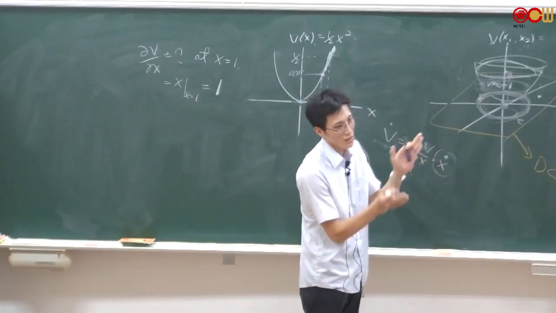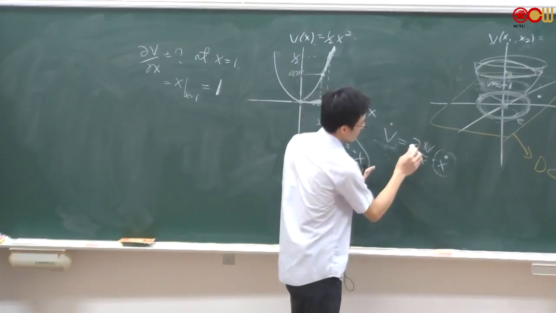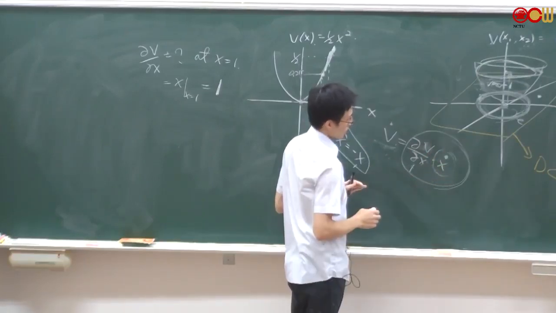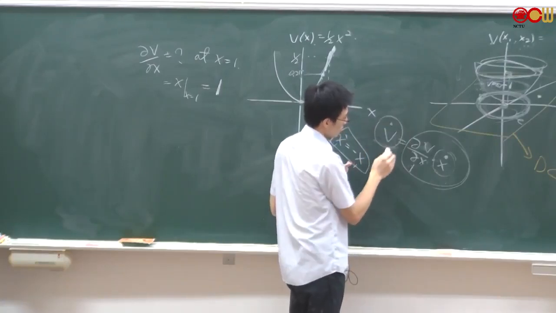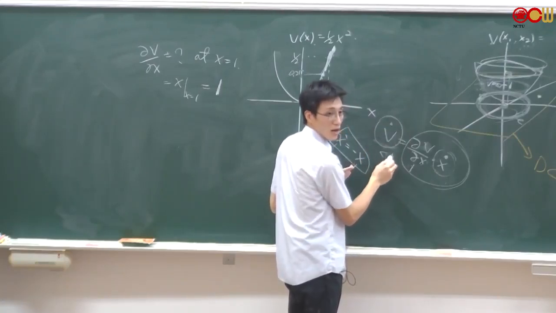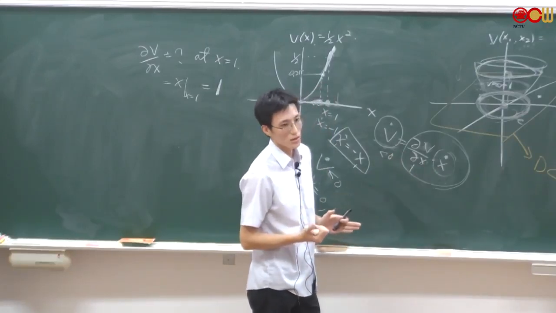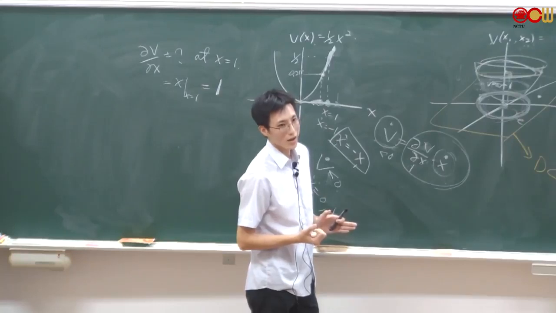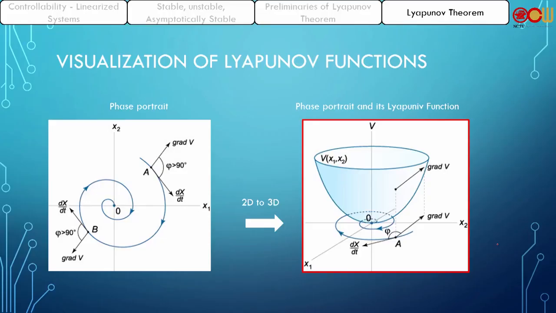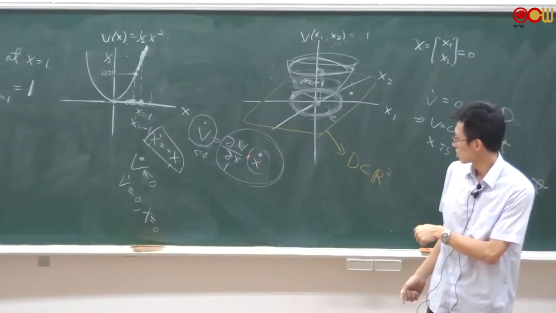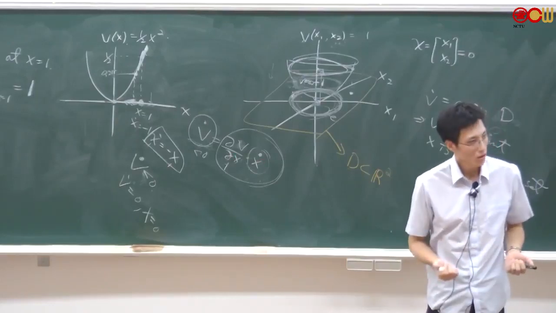If you take a dot product and you want this to be negative, it means the two have to be in opposite directions. So, given such a function, the gradient points outwards. And if you want your v to decrease, the vector of the dynamics has to be in the opposite direction of your gradient.